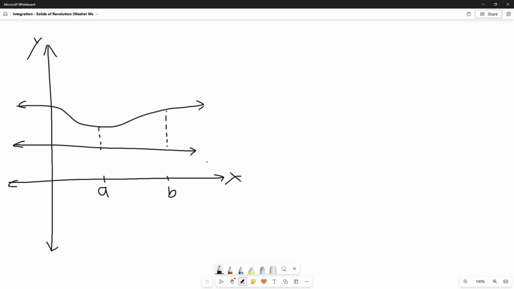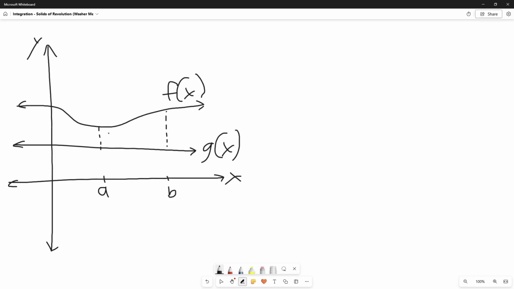The disk method focuses on things that are rotated around the x-axis, where the shaded area that you're rotating is touching the x-axis. So you're rotating around where your shaded area ends. But let's say you have two functions. Let's say this is f of x and this is g of x, and this is the shaded area that you're trying to rotate around the x-axis.